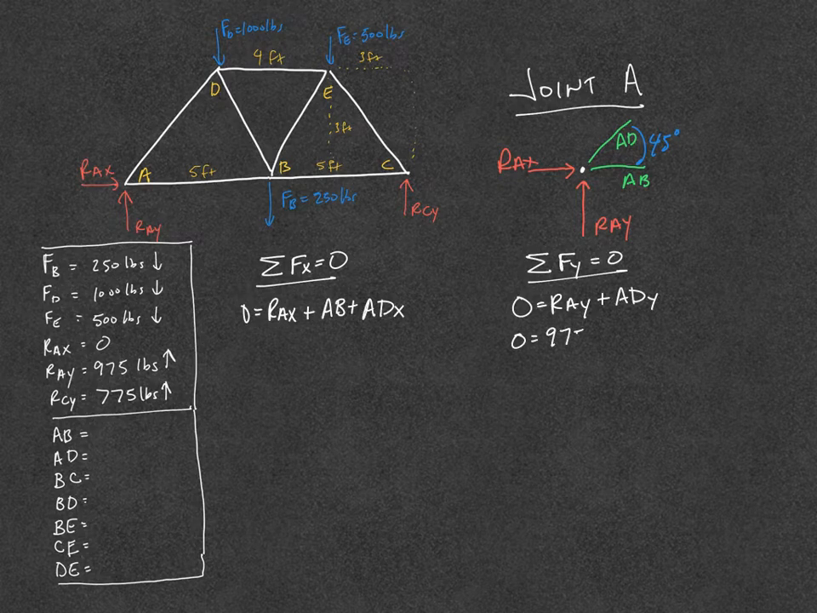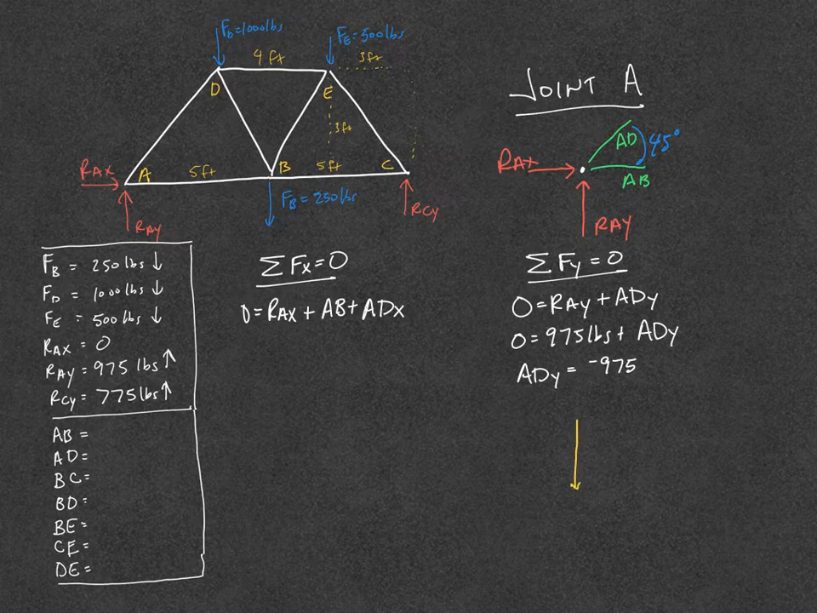So I have one known and one unknown there. I'm going to put in my one known, positive 975 up. That gives me ADY is negative 975, or 975 down. Redraw that component force down, which means if that's down, then the sense of AD needs to be down as well, or down and to the left. So that means ADX is going to be going to the left.